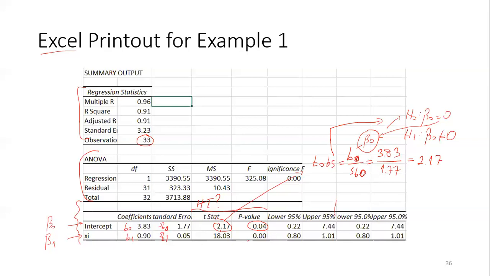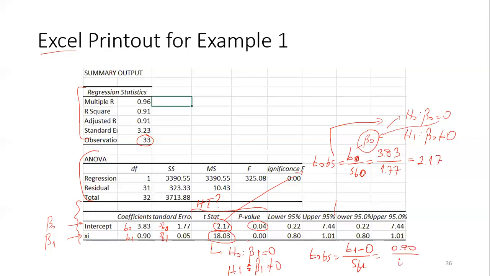And look here, again, this is the t-statistic. This is the t-statistic of H0: beta 1 equal to 0 versus H1: beta 1 is not equal to 0. So the t-stat, or the t observed, is equal to b1 minus 0 divided by S of b1, and that is equal to what?